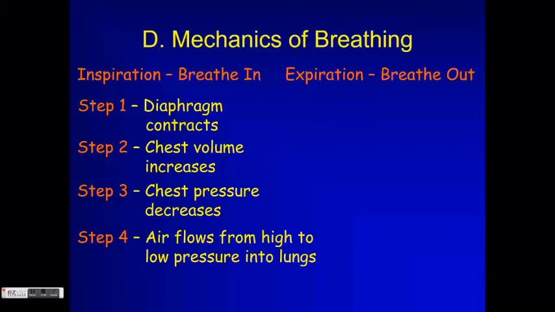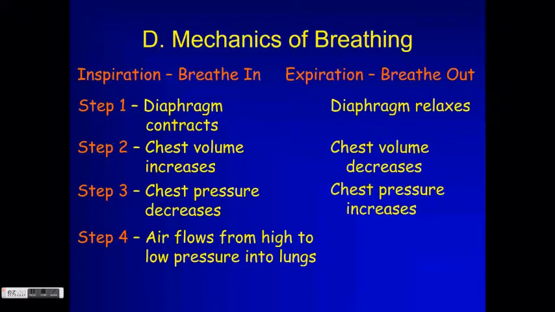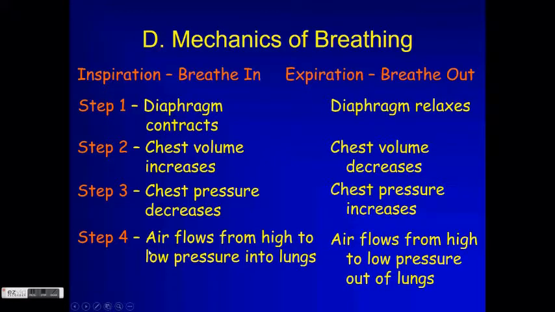When you expire, when you breathe out, the whole process just reverses. In the expiration process, we first relax the diaphragm. That's going to cause the chest volume to decrease. The diaphragm is going to be in an up position. And as I show you this model later on, this chest volume decreasing is going to cause the chest pressure to increase. Just like if you were squeezing on something, you're going to be increasing the pressure, which is going to force the air out. Air moves again from high to low pressure, but this time out of the lungs. It's all based on how the diaphragm moves.